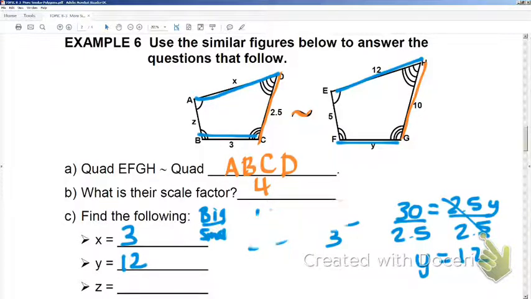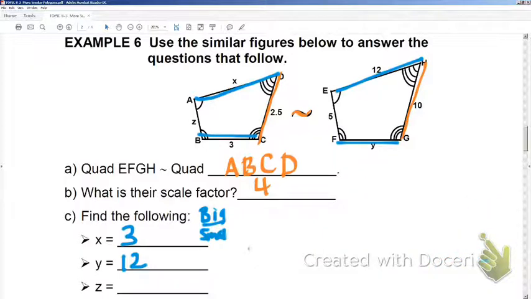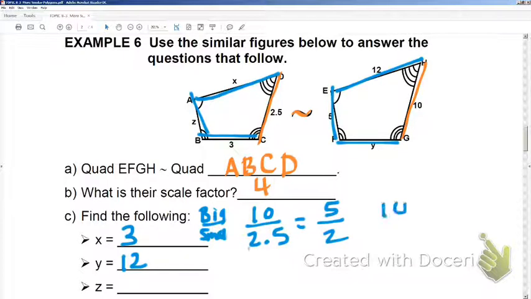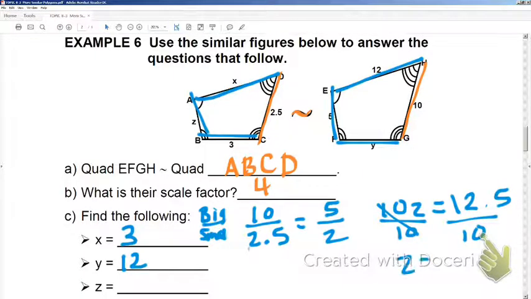Okay, when I find my Z, same thing, 10 over 2.5, but now I'm using 5 over Z. So that would be 10Z equals 5 times 2.5, which is 12.5, divide by 10, so Z would be 1.25.